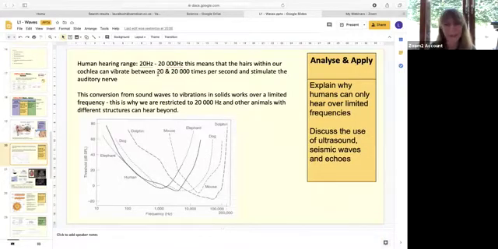So human hearing range is 20 hertz to 20,000 hertz. If you think about it, it's a bit crazy. The cochlear hairs within our cochlea vibrate between 20 and 20,000 times a second to stimulate that auditory nerve. So they're quite big numbers, really, if we get back to the nuts and bolts of it. The conversion, as we've talked about, works over a limited frequency range in the structures that we have in the ear. So that's why we can only hear up to 20,000, and other animals with different structures can hear differently as well.